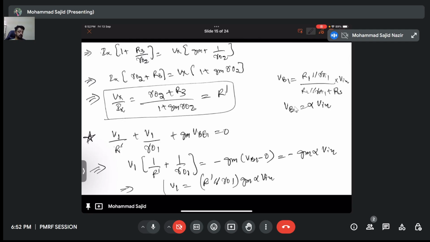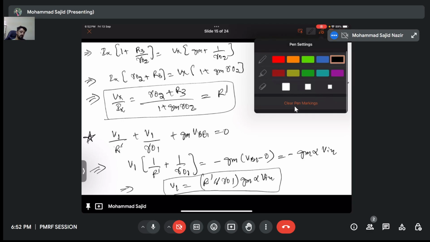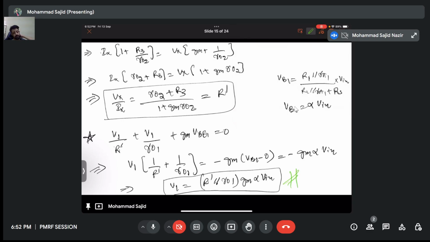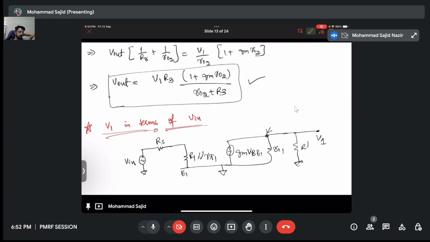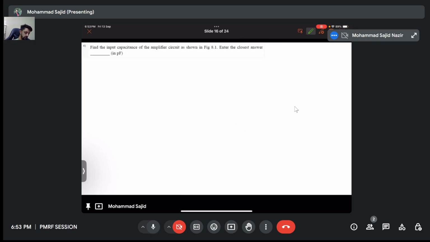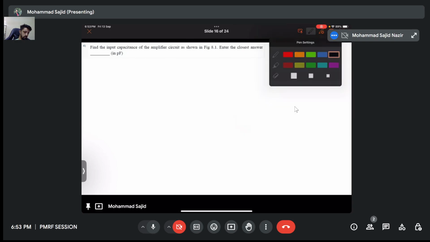So now what we need to do is, this is my relation, and from the previous steps I calculated here, you just need to substitute here for V1 and you will get the V output in terms of V in. I hope that was understood.